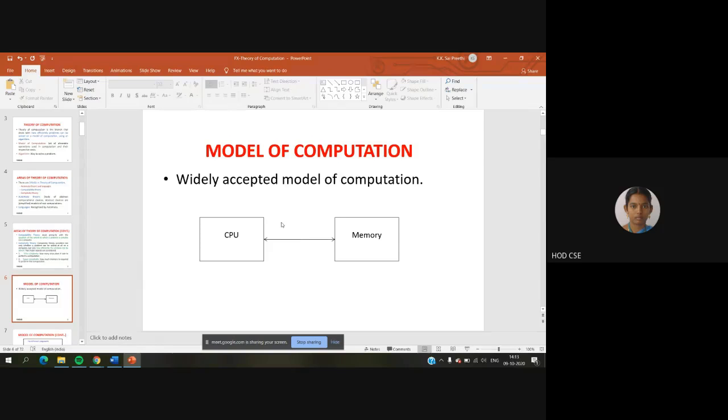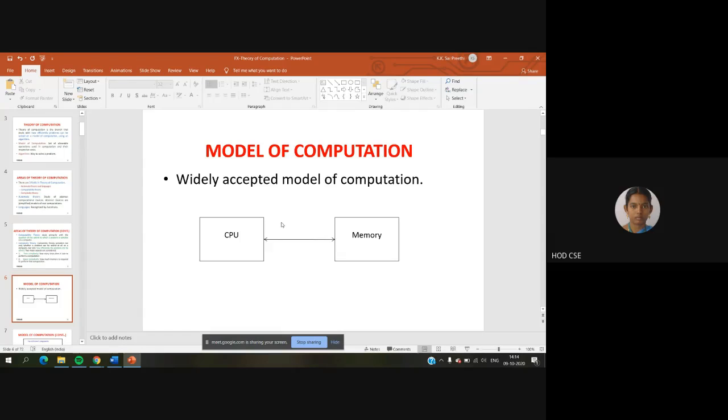So this is the widely accepted model of computation. In order to do any computation, two parts are very important in a computer: one is the CPU and the other is the memory. Why is the CPU important? Because it performs all the computations and calculations. And why is memory important? Because we have to store the data in memory. Once we have the storage, only then can we retrieve the data and perform the calculation, and the result of the computation is stored back into memory.